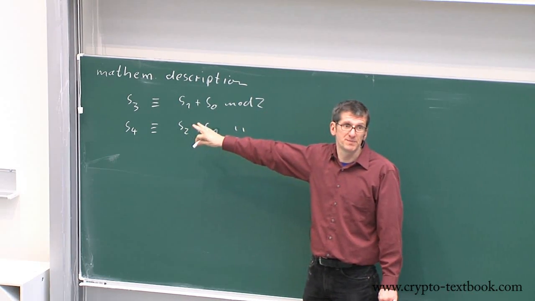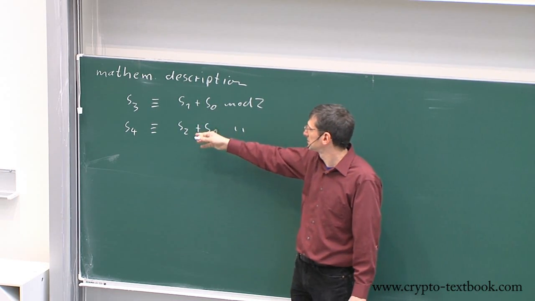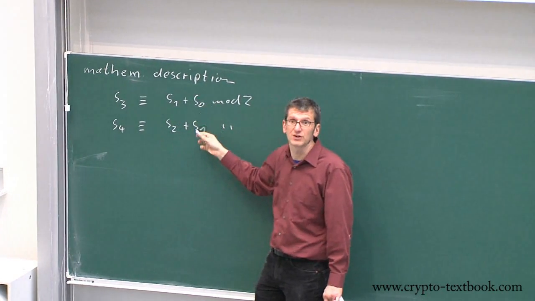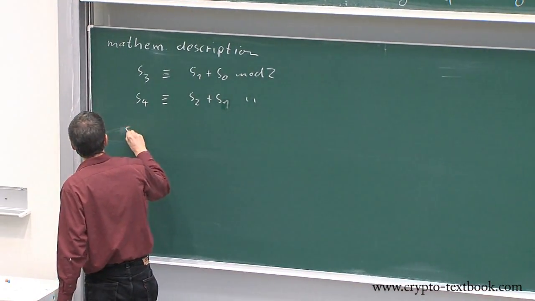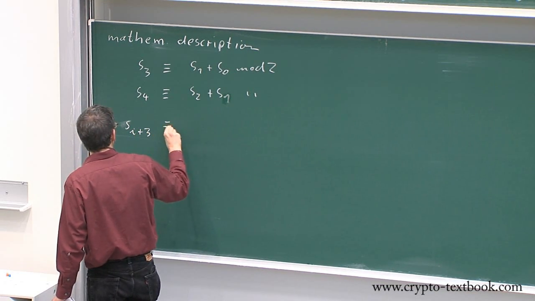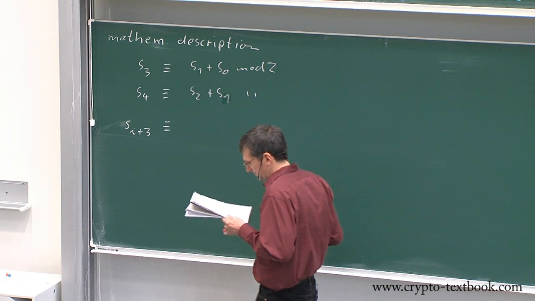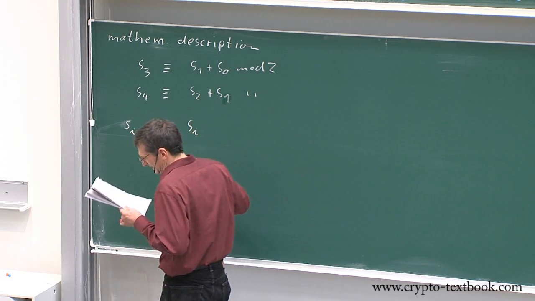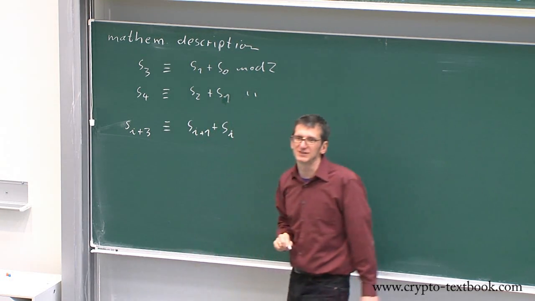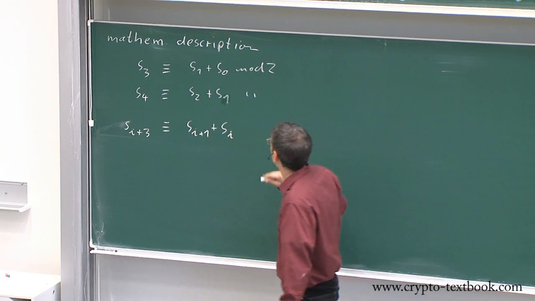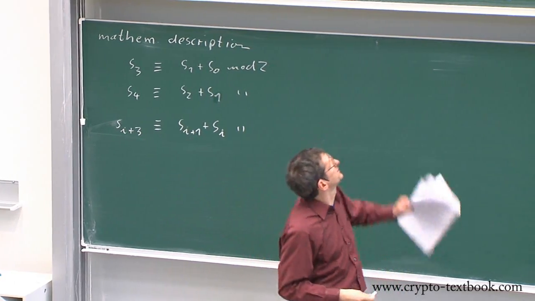So, do you see a pattern if you look at this equation? If you look at the indices? 3, 4, 1, 2, 0, 1. We get the idea, right? So in general, if you look at bit S sub i plus 3, plus 3 is easier to write down. You can do anything here, it's just a little bit easier to do it this way, because here you can add up S_i and S_{i+1} modulo 2. So this is the equation that describes this shift register.